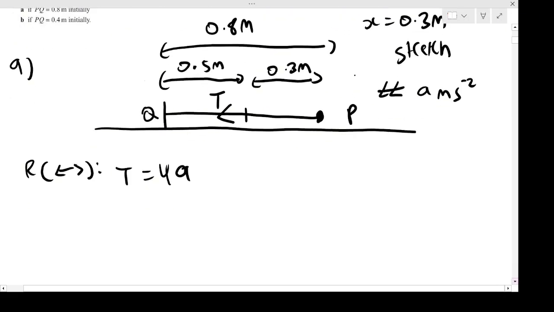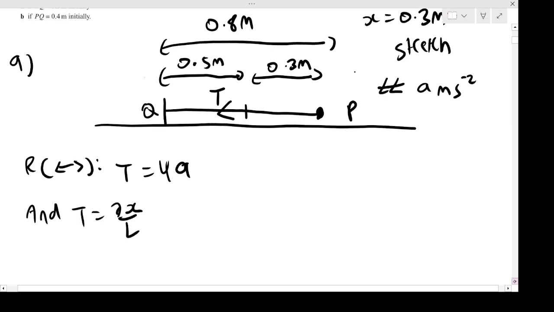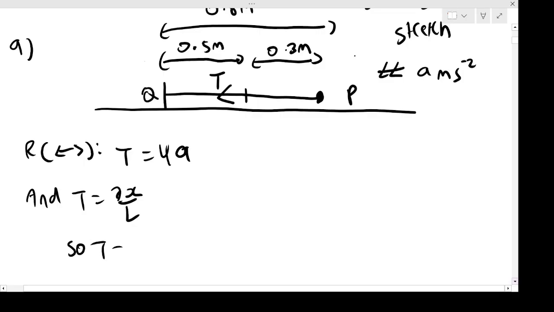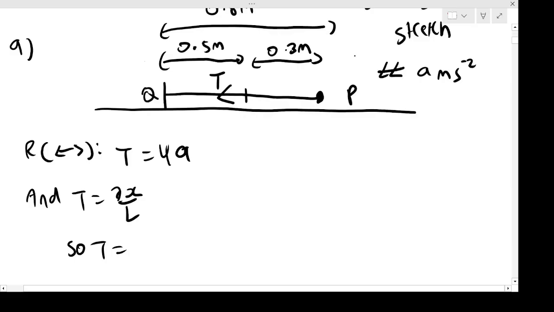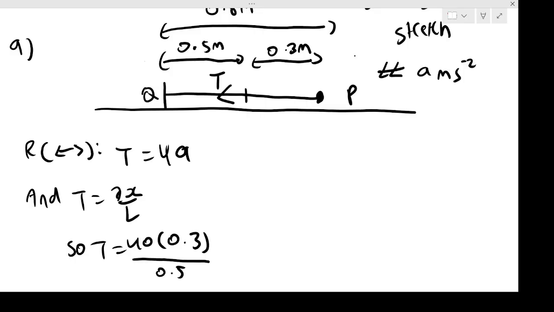We can also find T, the tension, by using Hooke's law, which is T equals lambda x over L. So T is the modulus of elasticity, 40, times the extension x, which is 0.3, divided by the natural length, which was 0.5. When we calculate that, we get 24, and that is my tension.